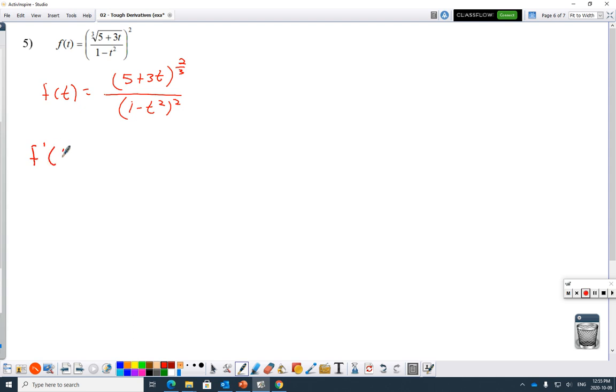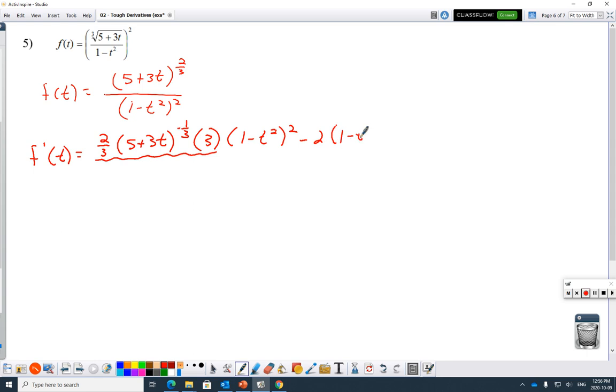Quotient rule with a chain rule inside. Derivative of the top times the bottom. And I'll underline that top just so you can see that whole derivative of the top. Minus derivative of the bottom times the top, all over the bottom squared.